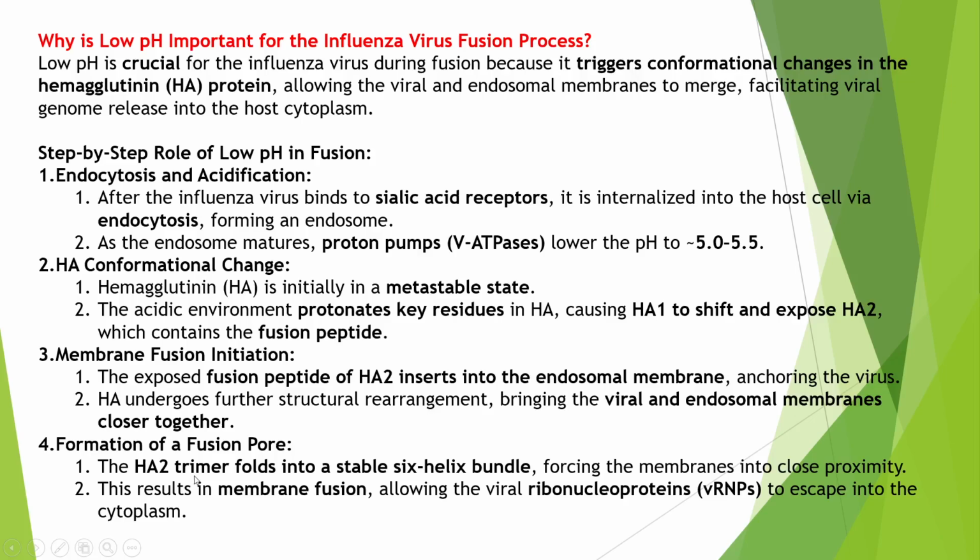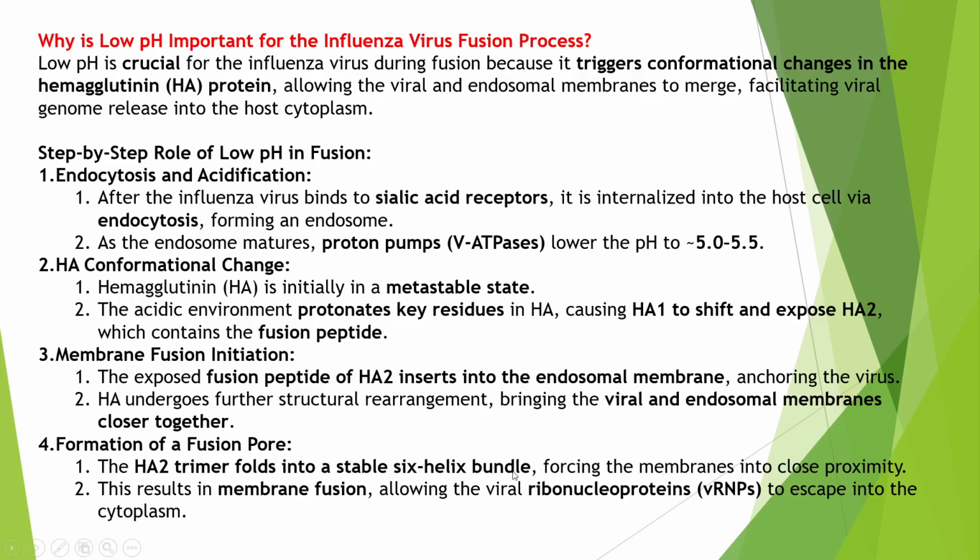The HA2 trimer is a multimer; three monomers of HA2 make a trimer. So three HA2s together fold into a stable six-helix bundle. This is a little detailed information. You may not need this, but it's just there. You can just remember it vaguely. You don't have to spend a lot of time on it. So the HA2 trimer folds into a stable six-helix bundle.